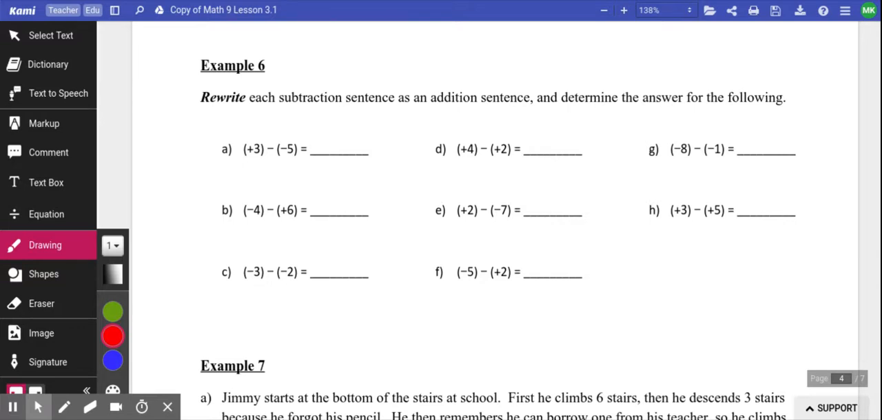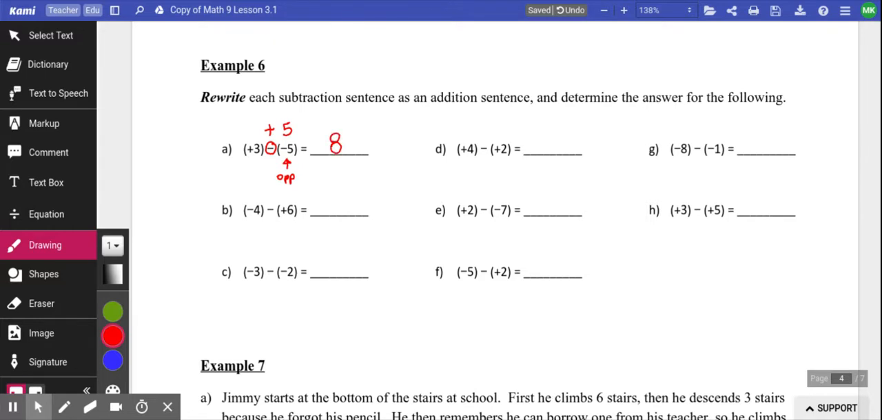And then I'll show you how I would tackle questions as well. So if you had A, instead of doing subtraction, we could add the opposite. That means you change the subtraction to be an addition, and you make the second thing the opposite. So the opposite of negative 5 is positive 5. So instead of doing plus 3 minus negative 5, we do plus 3 plus 5 equals 8.